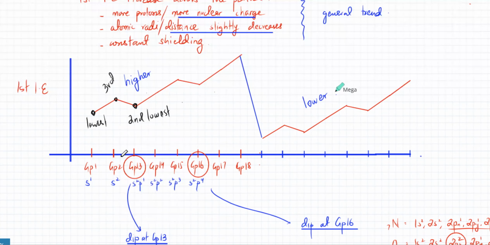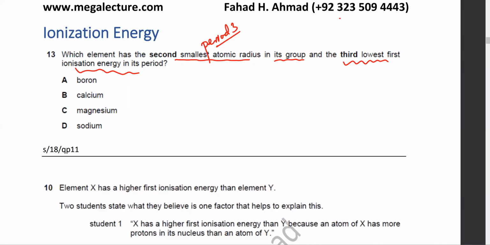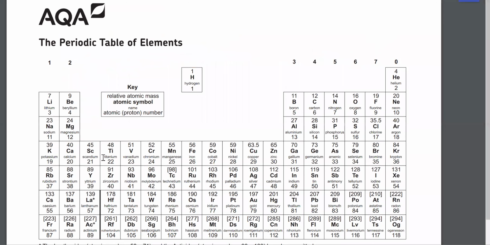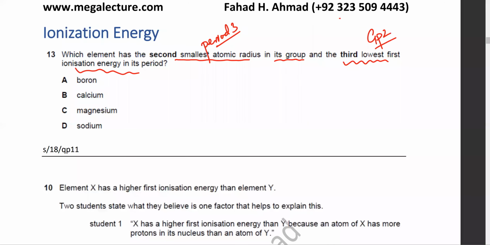Is this clear? Yes or no? Is this clear? Yes, sir. So he's talking about group 2. So basically, the element belongs to period 3, and it belongs to group 2. And all you have to do now is find the element. So it's period 3 and group 2. So this is period 3, and this is group 2. So it's going to be magnesium. The answer to this question would be C. Is this clear? Yes.